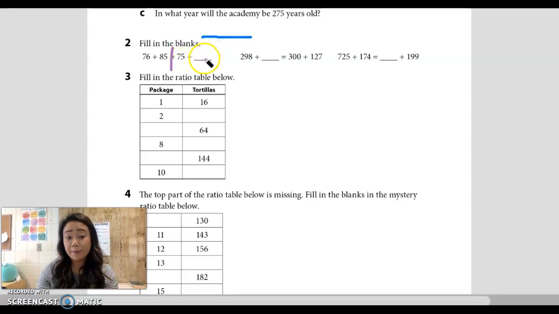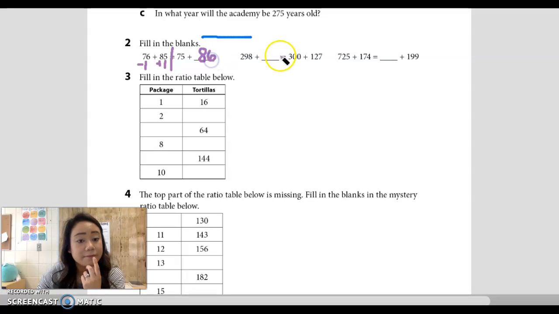Or I could use my mental math. I see that there's 76 and 75. This kind of reminds me of that one strategy called give and take that we talked about in class. So it looks like we took one away from 76 to make 75. So that means I have to add one, because that's the give and take method. So one more than 85 is 86. If I want to double check, I'm going to add them up myself. So 76 plus 85.